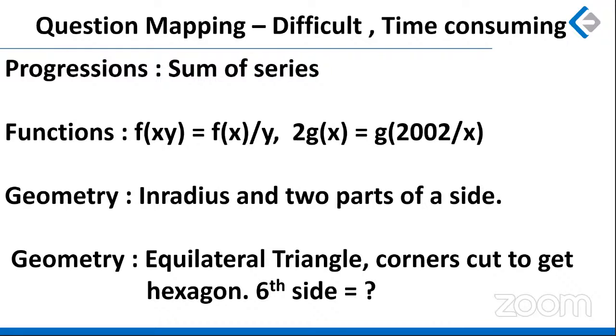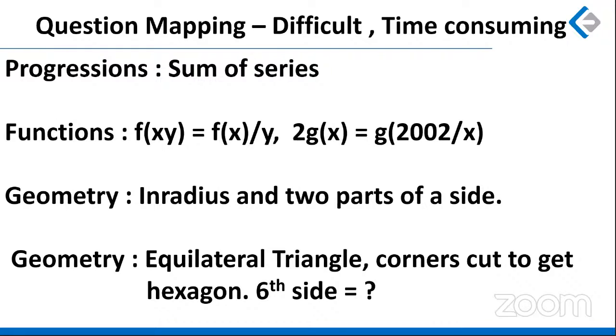Functions here was a little difficult. Maybe not very difficult, but yes, time consuming and frightening. f of xy was f of x upon y that was given to you, and twice of g of x is equal to g of 2002 by x. So quite a little frightening. Again, if you got the gist, if you've done functions well, not very difficult, but just time consuming.